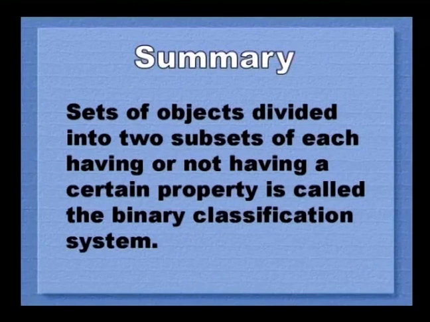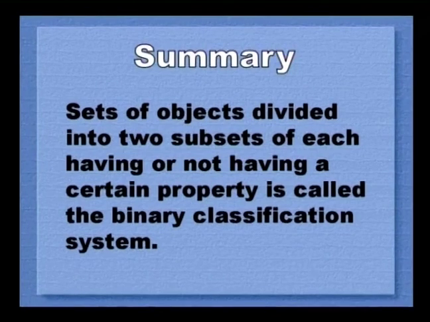Now, our summary, we only have 1. It says sets of objects divided into 2 subsets of each having or not having a certain property is called a binary classification system. I'd like you to have that copied quickly into your workbooks, not your worksheet handbooks, but your science workbooks. Receiving students too, you do the same.